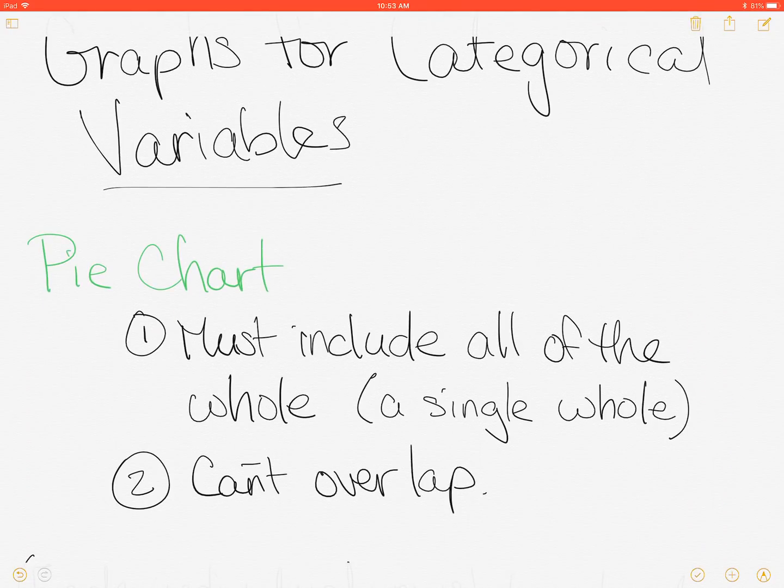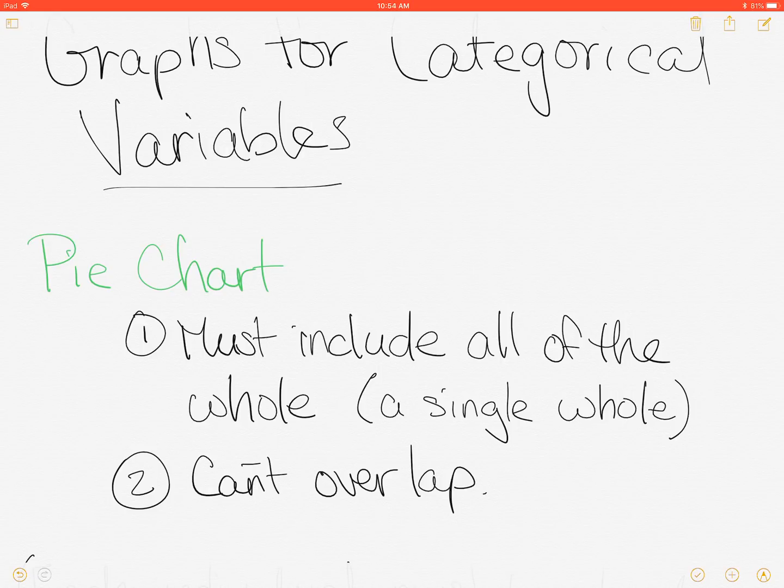Our first type of graph for categorical variables is a pie chart, and hopefully everybody's vaguely familiar with what they look like. They're a circle with pieces cut up for different spots. And there's some rules that need to be true in order to use a pie chart for your data. First thing we must have is that your data must include all parts of the whole. When you are to graph something, you can't be missing a piece of the whole because the pie is like 100%. If you only have like 75% of the whole, then that's not going to make a good pie.